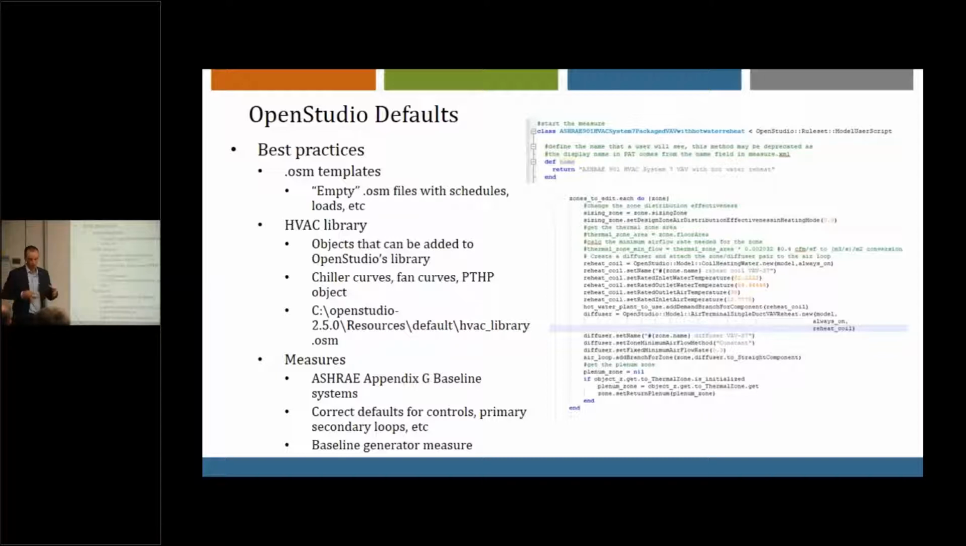We've created all our own measures for all the ASHRAE systems that take what those plus buttons do in the HVAC tab and expand on it and make it exactly how we want it, making sure all the pump power is correct, all the controls are correct. We really like that approach because it gives us a lot of flexibility on where we're applying those baseline systems in our model. But there is the baseline generator measure that OpenStudio has and Rails worked really hard on.